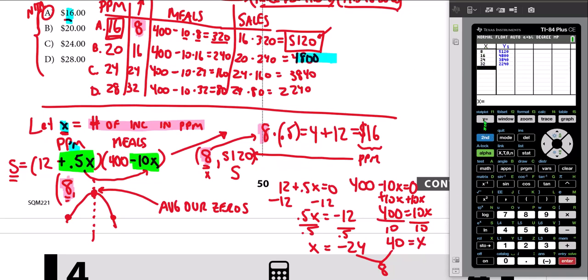So again, what I'm doing here is I have created the quadratic function that models the sales. I have determined from each answer choice how many increases in the price per meal we have made, how many increases of 50 cents we have made, and then I'm using my table to type in the number of increases for X, and I am outputting the total sales that is basically the product of the price per meal and the number of meals sold.